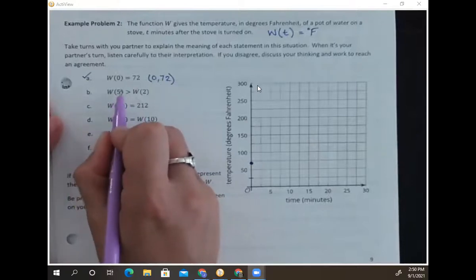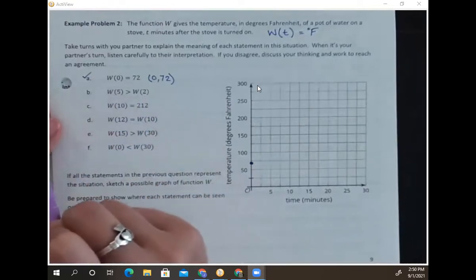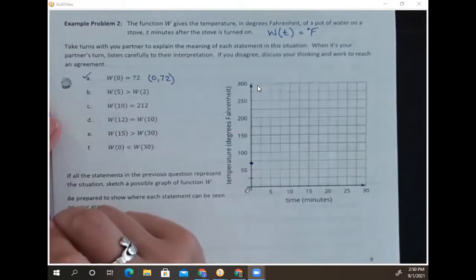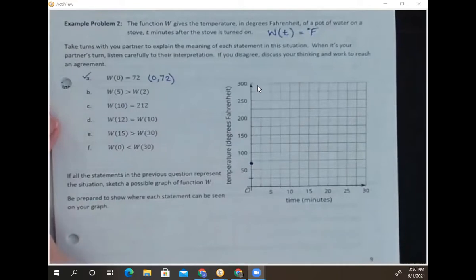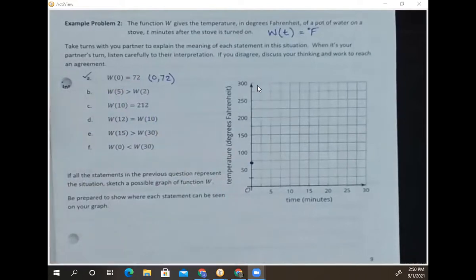And now for B, it says W of 5 is greater than W of 2. What does that mean? W of 5 is greater than W of 2. What information do I have here? Yeah, perfect. The water is warmer after 5 minutes than it is after 2 minutes. I don't know exactly how warm it is at 5 minutes or at 2 minutes, but I have a relationship there.